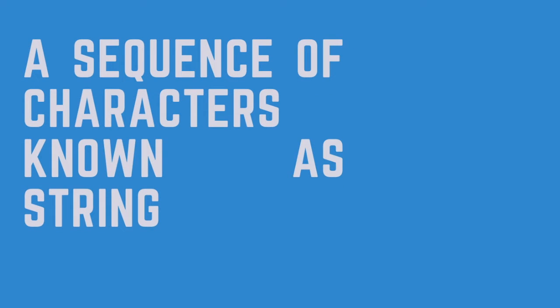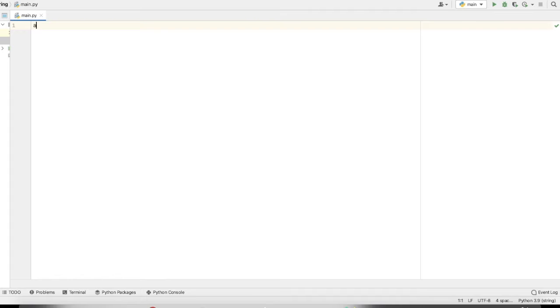A sequence of characters is known as a string. What does that mean? There is a number of characters, each character in a particular manner. When they combine together, then they make one string. Let me give you one example. So here I am creating one string like mastermind.